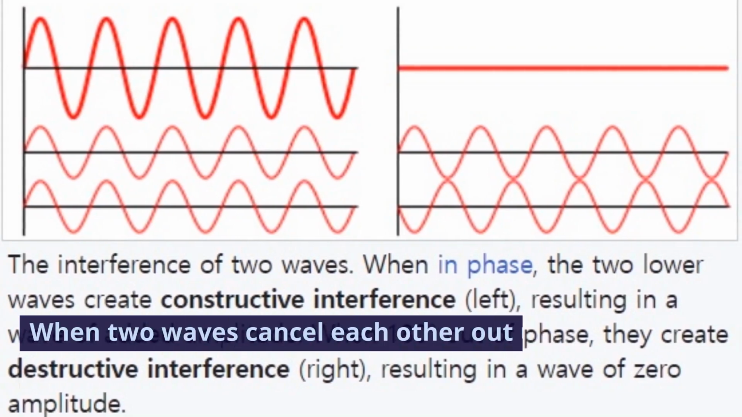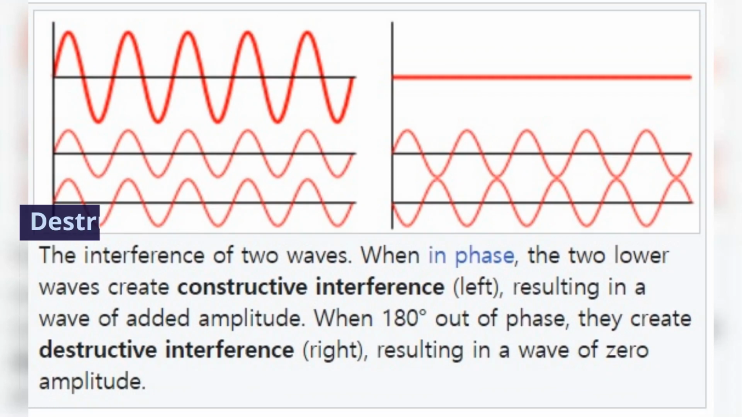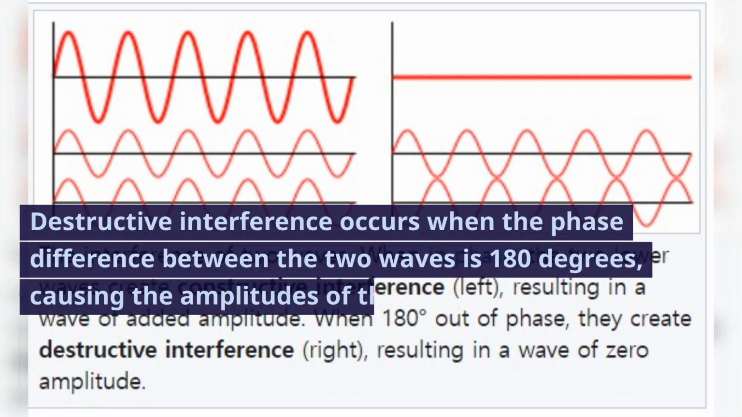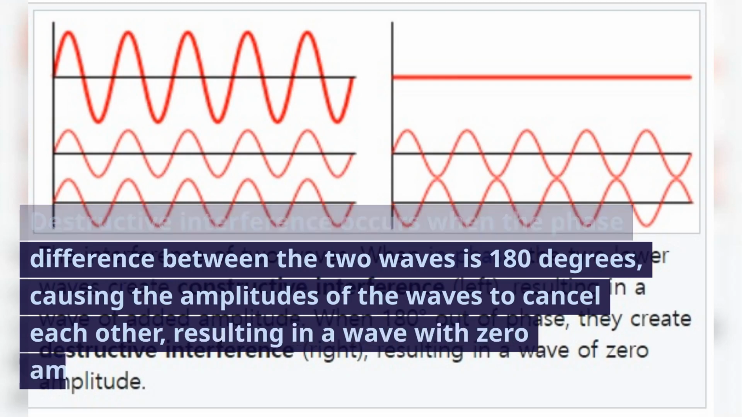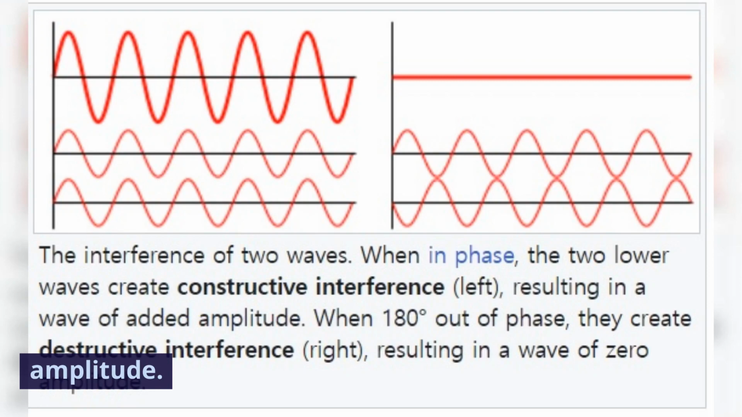When two waves cancel each other out upon meeting, it results in destructive interference. Destructive interference occurs when the phase difference between the two waves is 180 degrees, causing the amplitudes of the waves to cancel each other, resulting in a wave with zero amplitude.